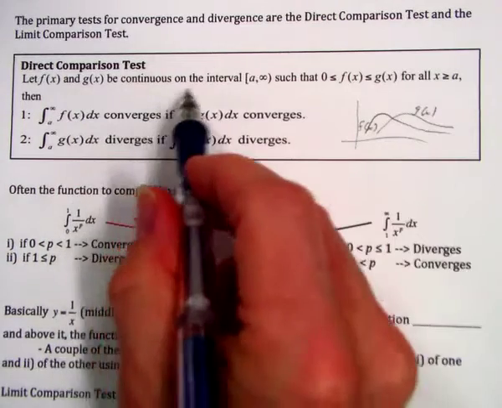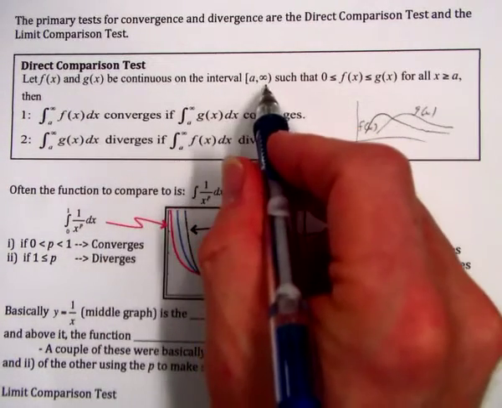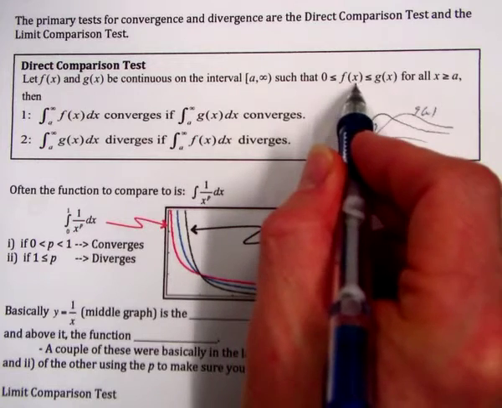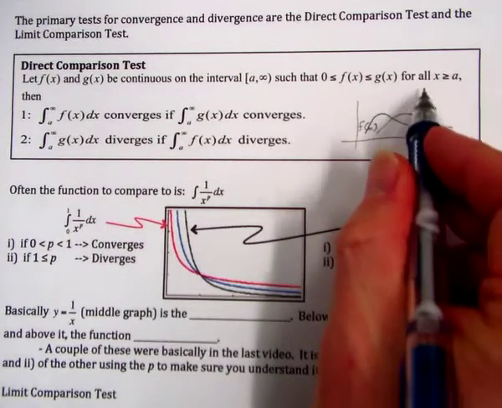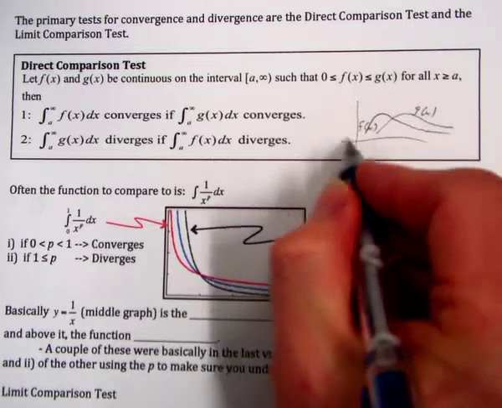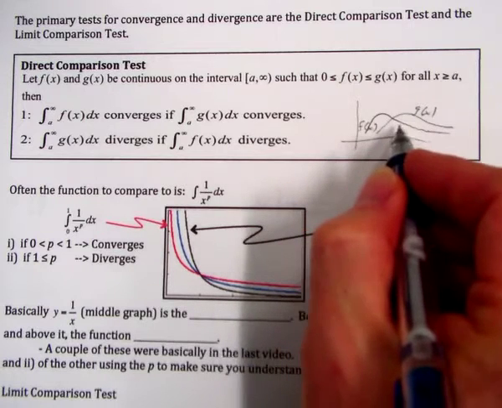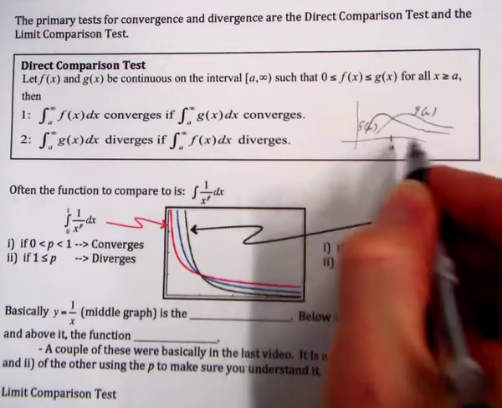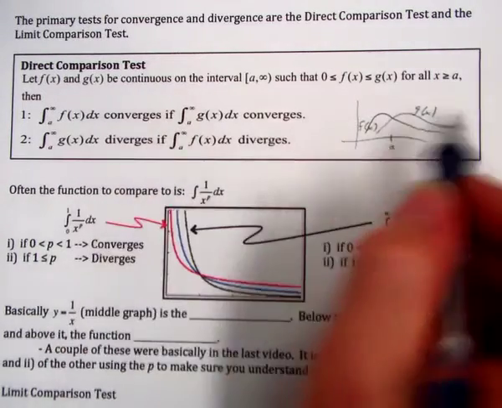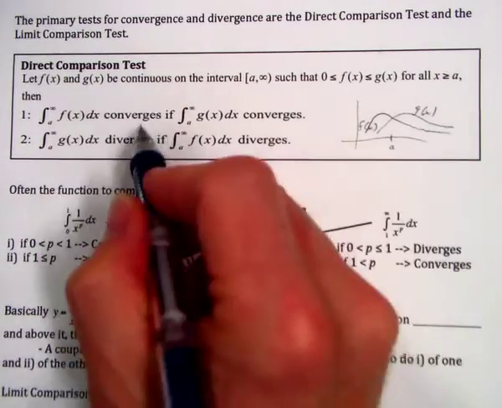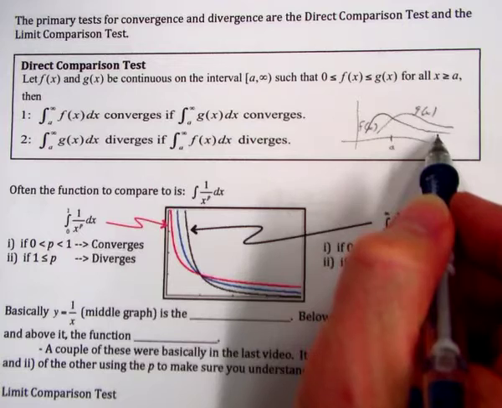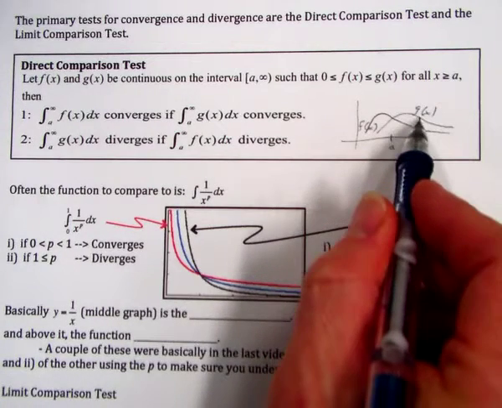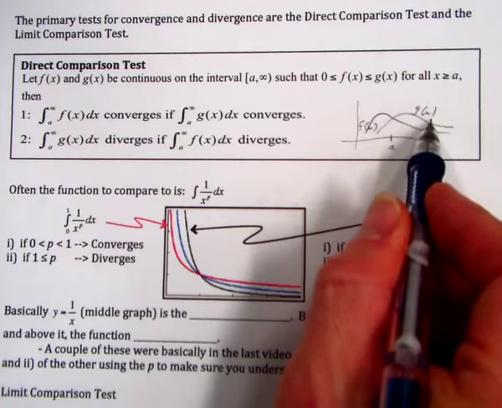This says if they're continuous functions on an interval a to infinity such that f is greater than 0 and g is greater than f, for all x greater than a, it doesn't mean that it has to be for all values, but all x greater than a, so we could make this our a value. Then, if g of x, the above one, converges, then f of x must also converge. Or, if f of x diverges and g of x is above it, then it must also diverge.